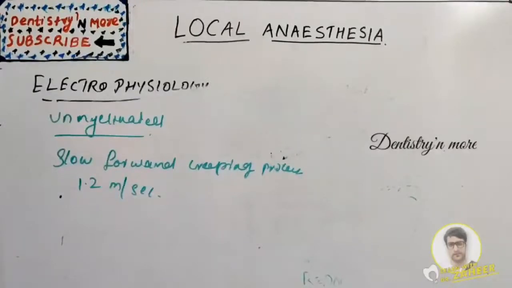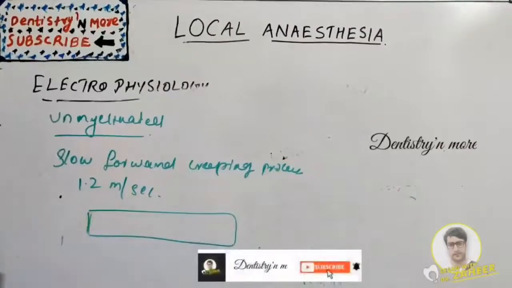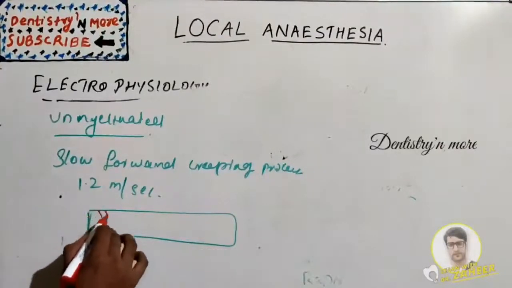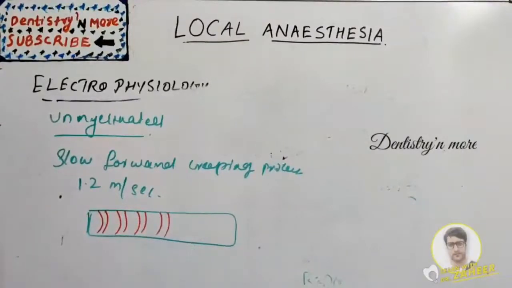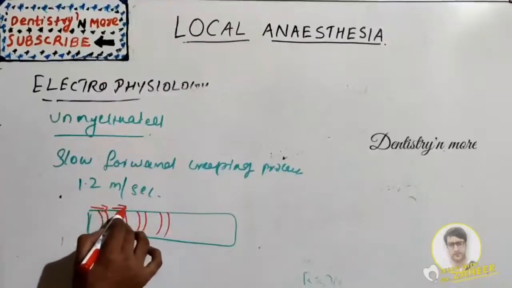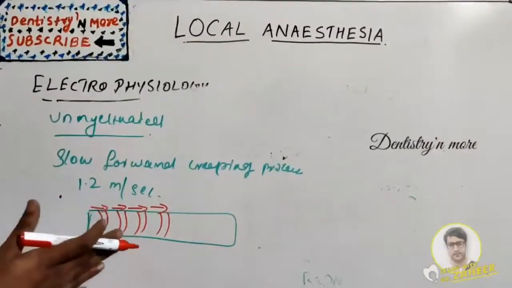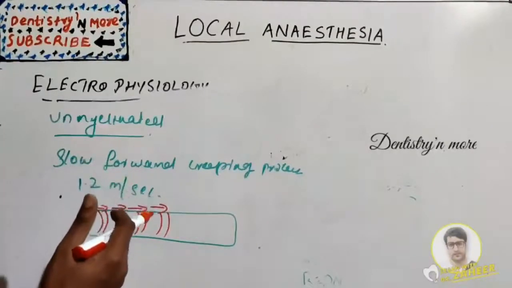It goes like this. If we have a nerve membrane here and we have this impulse, it just goes like this. So the impulse moves forward by sequential depolarization of short adjoining membrane segments.